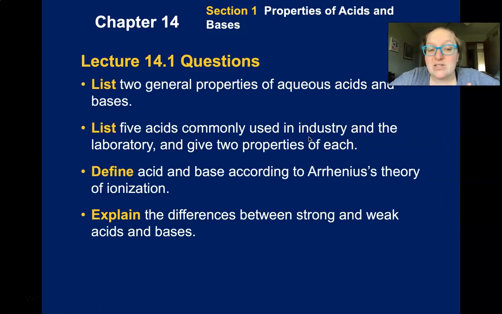All right, that brings us to your questions for this lecture. You may use your book, you may use this lecture to go back and define the differences between strong and weak. Make sure you define the Arrhenius base and acid. And then I want you to do the research and figure out what are the properties of some of those acids that we talked about that have industrial usage. And then I also want you to state 2 properties of aqueous acids and bases. Please do not state the same one twice. So look for the ones that distinguish an acid from a base.